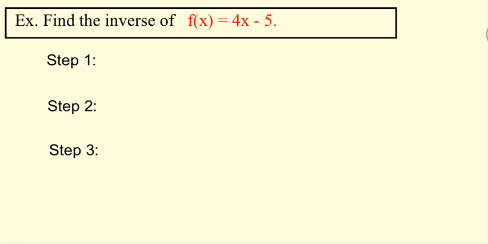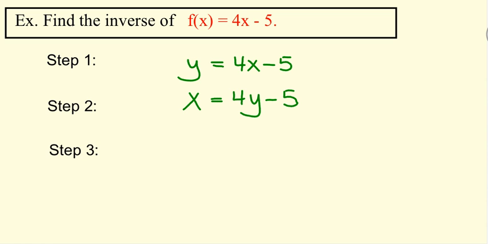All right, so let's go ahead and do step 1. Remember, step 1 is to replace the function notation with the letter y. That is converting it back to just what we call a relation. Step 2 is to interchange the x and the y in the equation. So now this becomes an x, and that becomes a y.